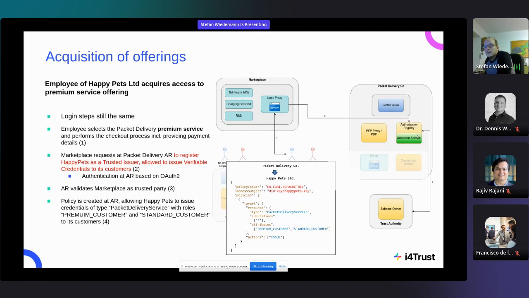The authorization registry also will again run through the typical flow, the normal flows of iSHARE. Therefore, it will also contact the trust authority to check if the marketplace is actually allowed to do so. And yeah, that's basically what we need to have. Those roles, the acquisition process will not check if they actually exist, because they are only evaluated once someone accesses it later.